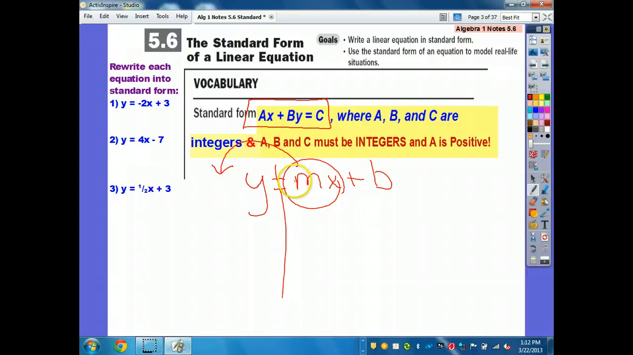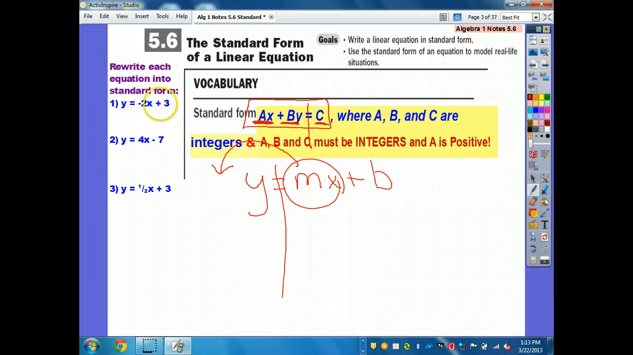So if it's a positive over here, it's going to be a negative over here. If it's a negative x over here, it's going to be a positive x over there. And notice the x has to come first, then the y, then whatever your b was. All right? So that is in standard form. Just quick little practices right here.